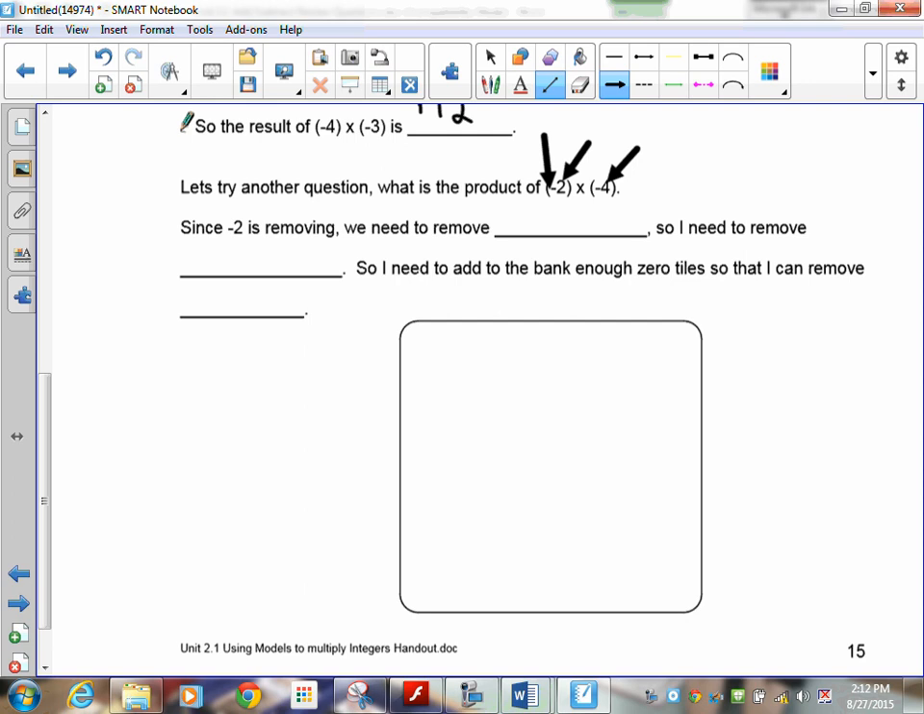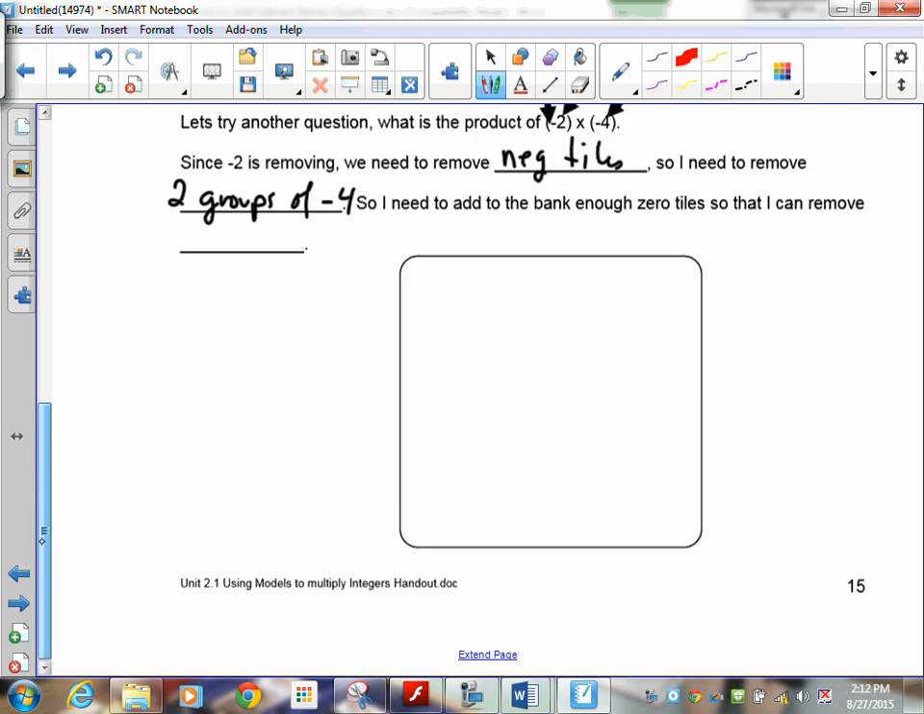Let's see here. Since negative 2 is removing, we need to remove two groups, remove negative tiles. So I need to remove two groups of negative 4. So I need to put enough zeros in there to get out the negative 4. So I don't have them in here, so I guess I have to add them in myself. So here is my first negative. And here's the positive. There's a zero. So I need to make another group of this. Okay, so there's one group.